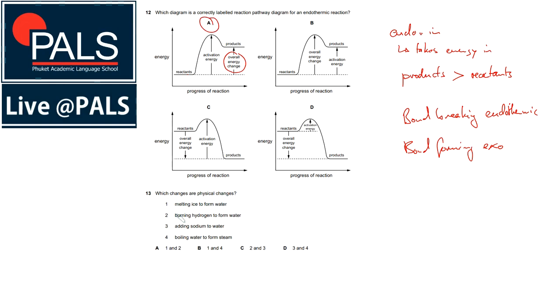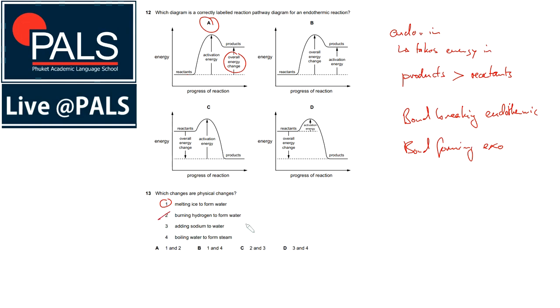Which changes are physical changes? Melting ice to form water. Yes, that is a physical change. Now the water, ice is water, liquid water is water, it's H2O, so physical change. Change of state, always physical change. Burning hydrogen to form water, so we can see that the identity of the substance changes. Burning, always an indication for a chemical change, so not 2.